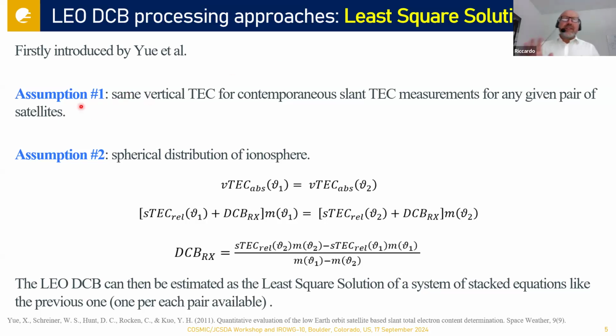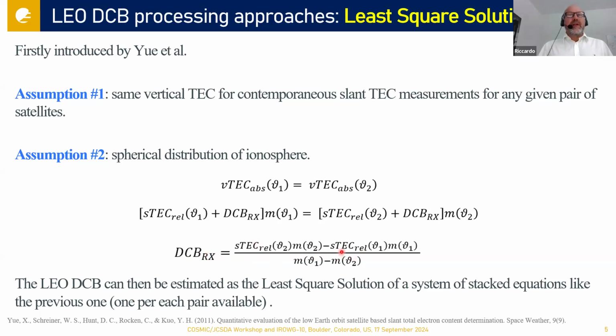So in this case, for any epoch and for any given pair of contemporaneous satellites, the vertical TEC is supposed to be the same. This is a strong assumption, which underlies another assumption, that the ionosphere should be spherically, at least locally spherically, distributed. But in any case, in order to have the same vertical TEC from two different elevation angles, this means that the absolute slant TEC, which is this term, verticalized by a mapping function should be the same. And this provides us a way to compute an instantaneous receiver DCB.